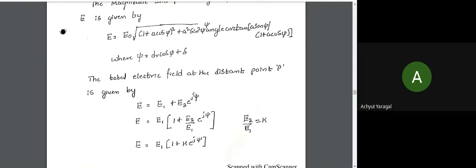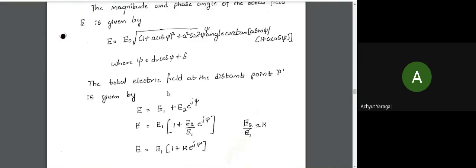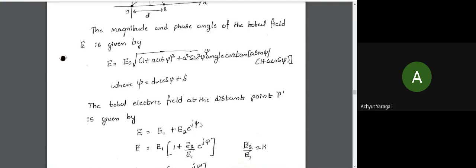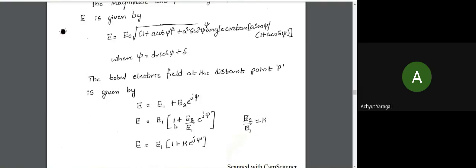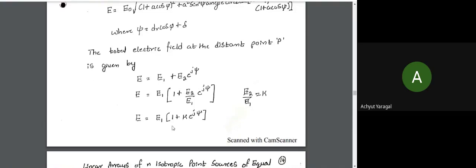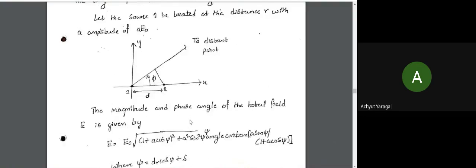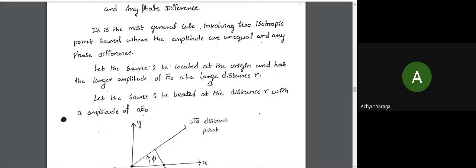For source 2 we will have a certain phase component with reference to the origin. That's why we have a total phase difference of psi. We can take E1 as common, so k is equal to E2 by E1. The total electric field at a far distance we can write as E equals E1 times the bracket of 1 plus k e raised to j psi. This is the case of unequal amplitude and any phase difference. That's what the equation is.